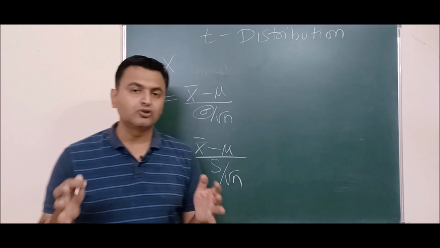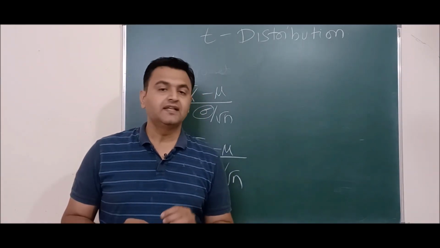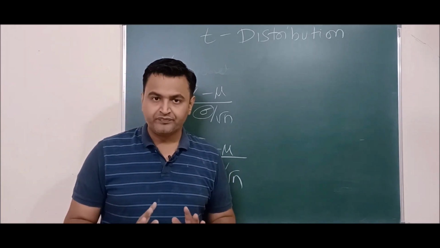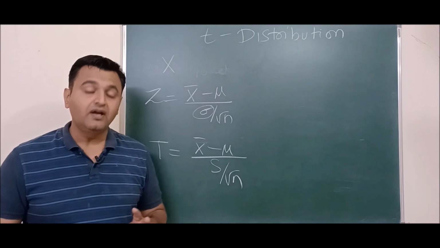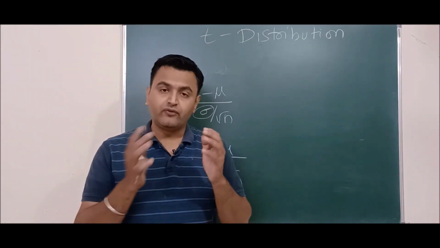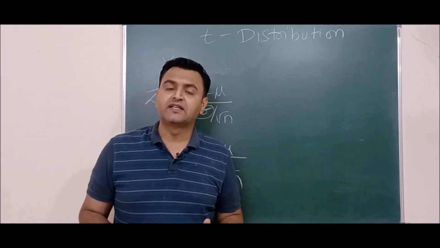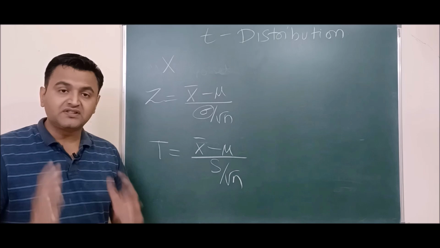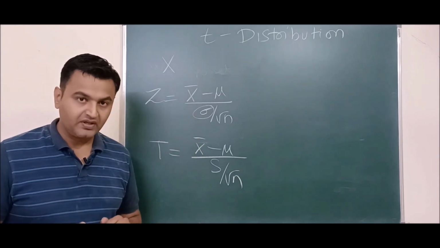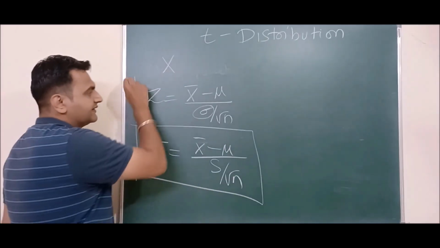Usually students have this question: when to use the z test, when to use the t test. The simple answer is, first observe whether the population size or the sample size is small. And then just see whether you know the population standard deviation or you don't. If you know the population standard deviation, go by the z test. If you do not know the population standard deviation, go by the t test. And what is the difference? Simply replace your sigma by s. That's all. This is my t variable and this is my z variable.